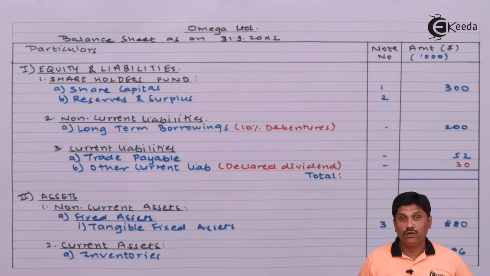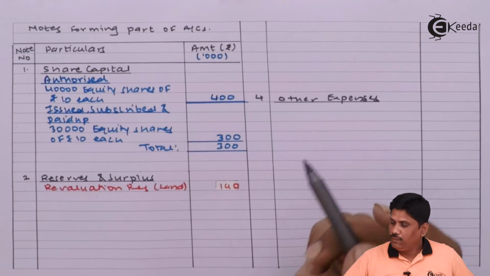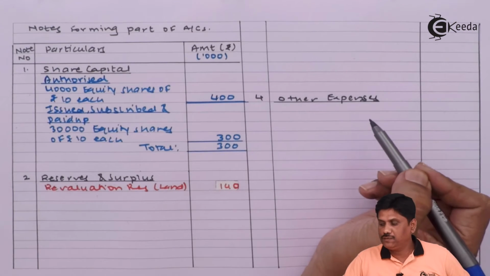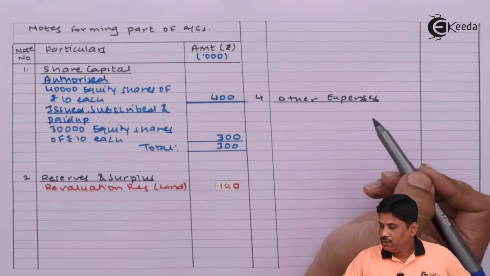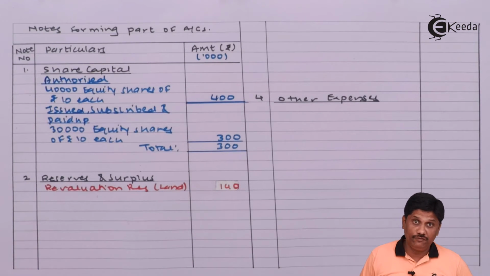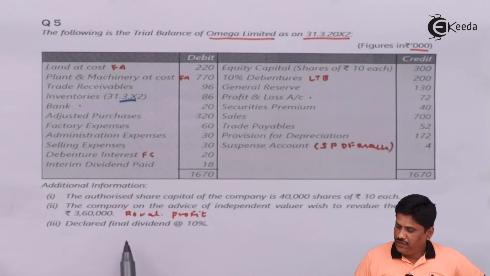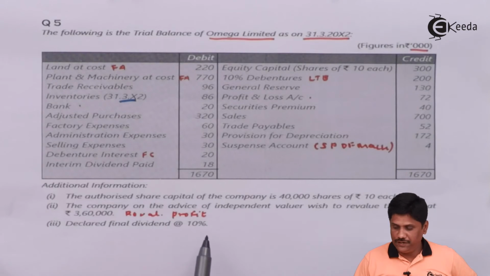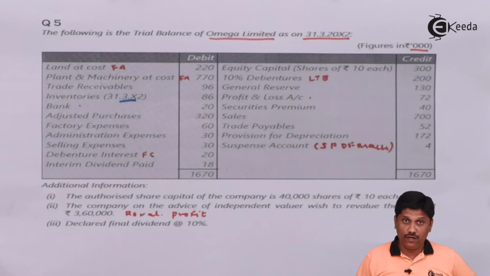So we have completed the note for tangible fixed assets. Next, note number 4, other expenses. Note number 4, friends, we are having for other expenses. This we will complete along with the question. Let's see whether any other adjustment is left out. One adjustment of declared final dividend has to be counted, so that will be reduced from the P&L account.